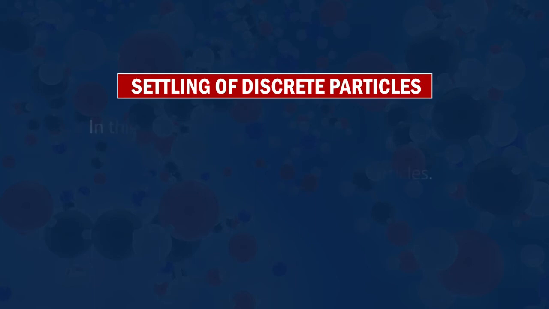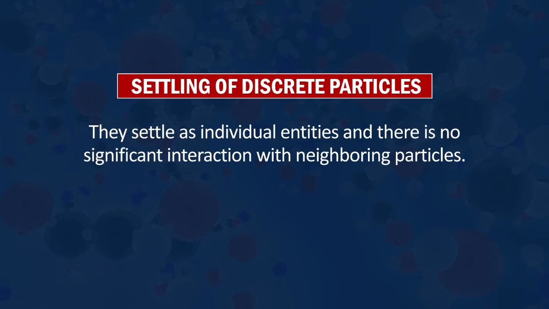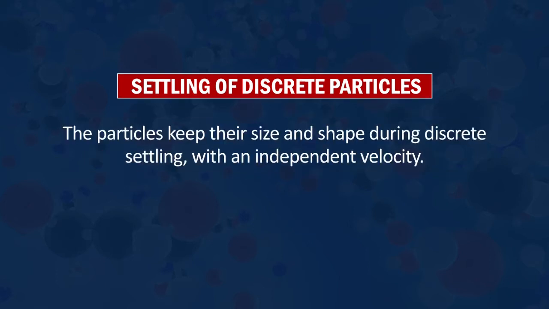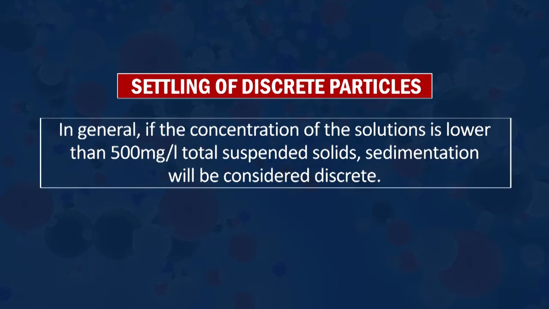Settling of discrete particles. In this type of settling, particles have little or no tendency to flocculate in a dilute suspension. Such particles are known as discrete particles. They settle as individual entities and there is no significant interaction with neighboring particles. The particles keep their size and shape during discrete settling with an independent velocity. In general, if the concentration of the solution is lower than 500 mg per liter of total suspended solids, sedimentation will be considered discrete settling.